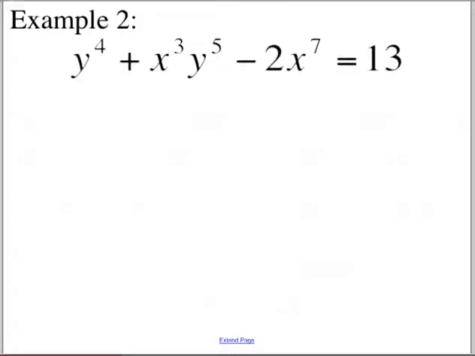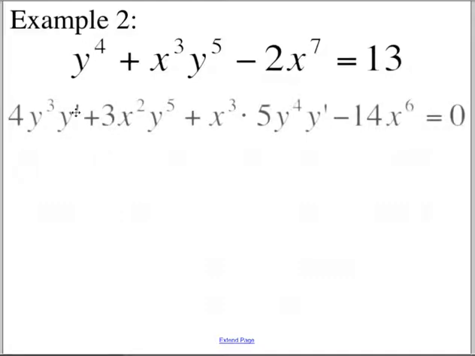The second example is y to the fourth plus x cubed y to the fifth minus 2x to the seventh equals 13. So I want you to differentiate this. The derivative of the first part is going to be 4y cubed, and then I'm going to multiply that by y prime this time. Just remember, y prime is the same thing as dy/dx.